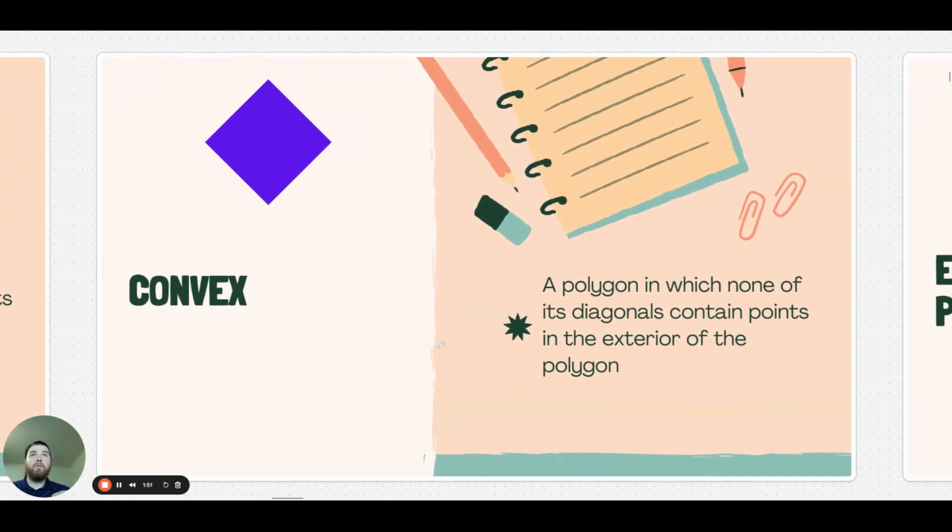Convex is just when the diagonals contain points that are on the interior of the polygon. So this is what we have right here. The diagonal that I have is going to go right here. And if I drew both the diagonals of this polygon, you can see they're all contained inside that polygon.